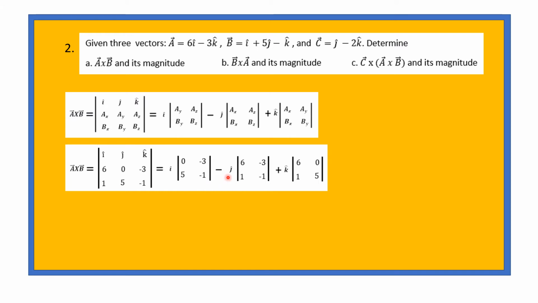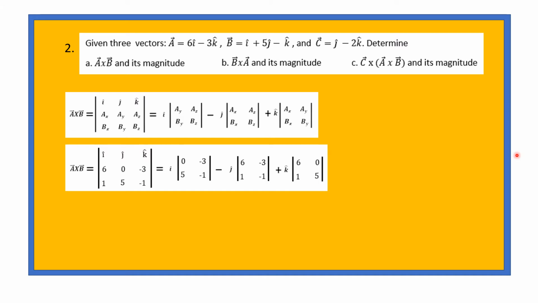Followed by minus j hat. For j hat, we remove 0 and 5. What remained are 6 and 1, then minus 3 and minus 1. Then plus k hat, so we remove minus 3 and minus 1. That's why we only have 6 and 1, and then 0 and 5.